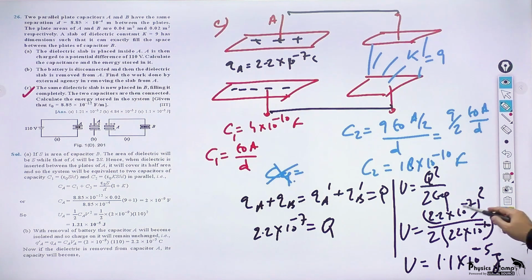This is 2.2 whole square. So it is 1.1 into 10 to the power minus 5 joule. This will be the final energy in part C of this whole combination.